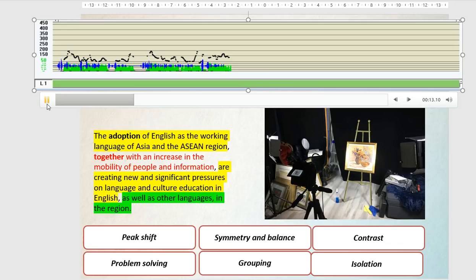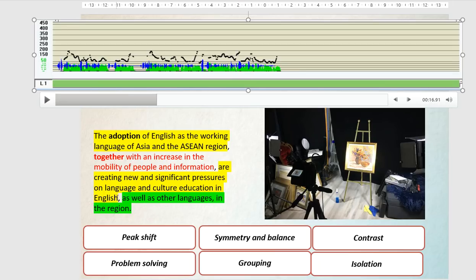Creating new and significant. Creating. Look at this, how low it is in comparison to the first chunk, right? So the sentence is just running out of breath now. It's just finishing, but still is higher than the ending of the second group, but is really low in comparison to the first. Significant pressures on language and culture education in English.